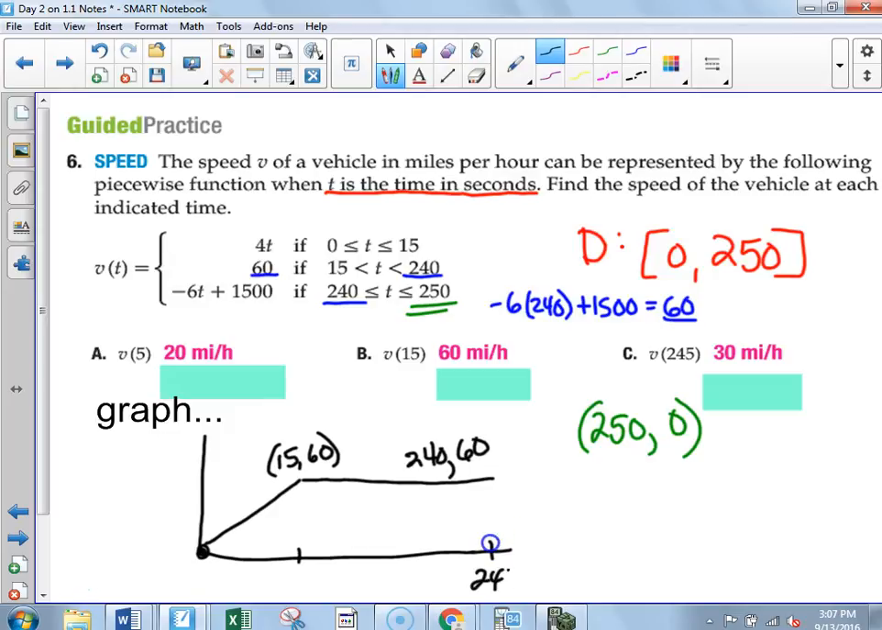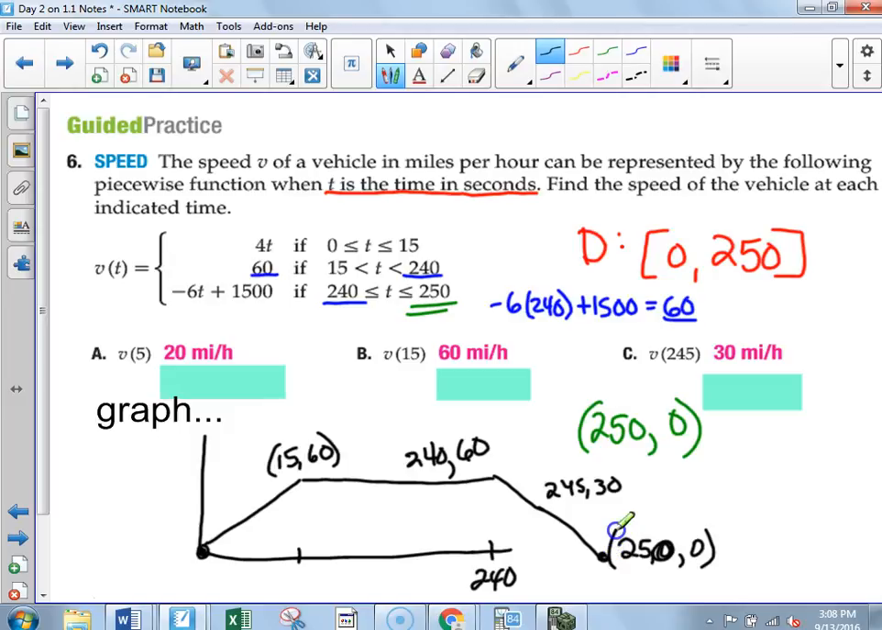Until the time hits 240. And then what starts to happen? It's at 245, we were at 30, right? And at 250, we were at... you told me 250 gave you 0, right? Does this make sense? The car accelerated for 15 seconds, drove 60 miles an hour for almost 6 minutes, just short of 6 minutes. After it got up to speed, it went 6 minutes. And then it decelerated and went back to 0.